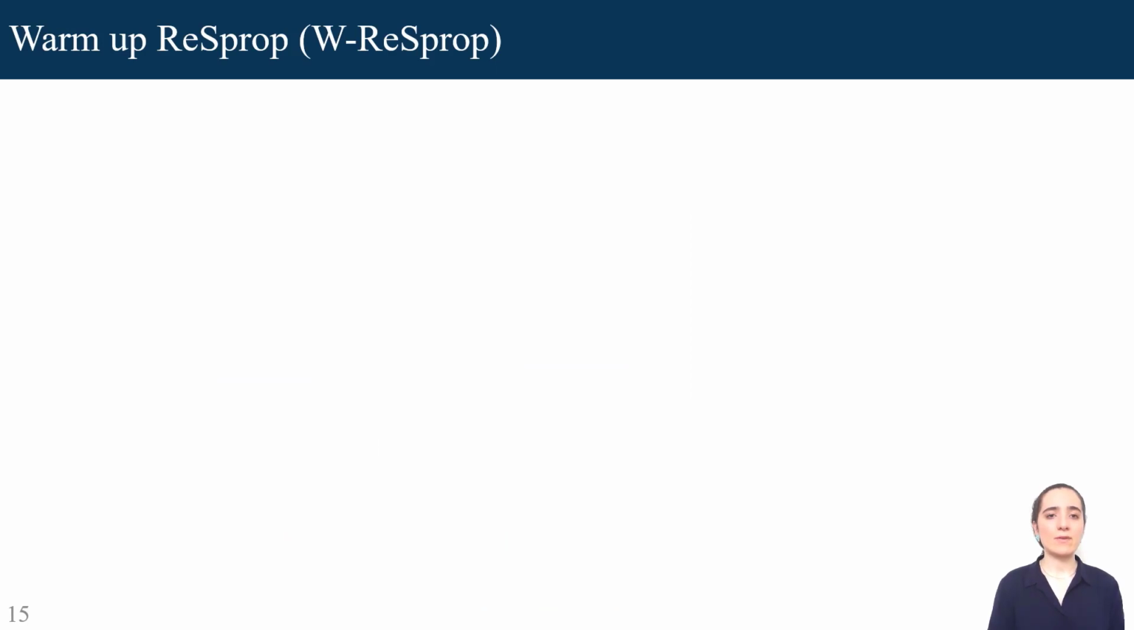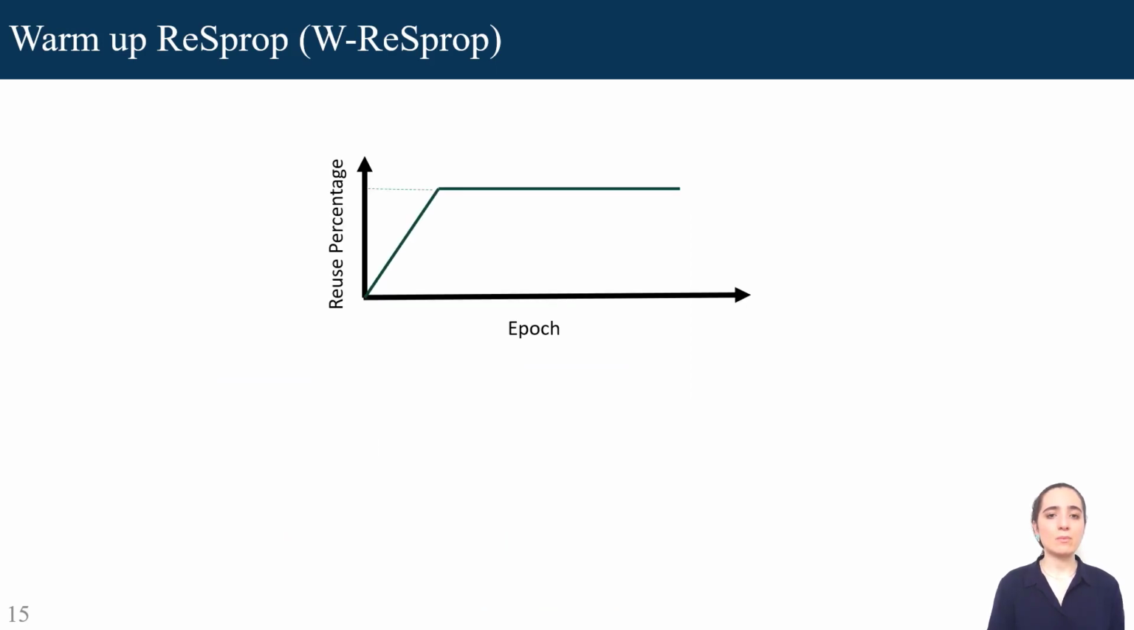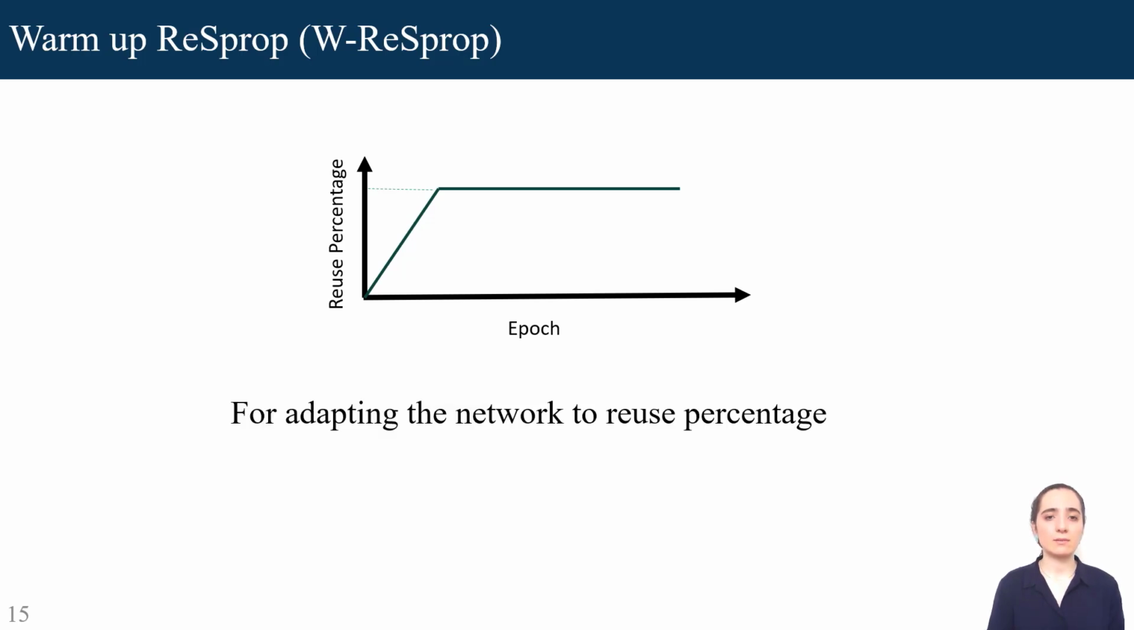Warm-up ReSprop is a variant of ReSprop. In the warm-up ReSprop, in the first few epochs, we linearly increase the reusing percentage till we get to the target reuse percentage. In this way, the network gets adapted to the reusing.